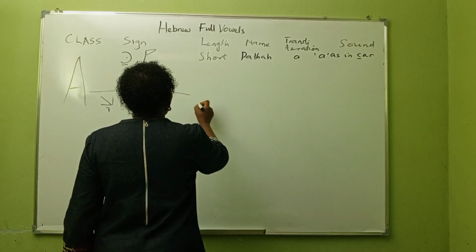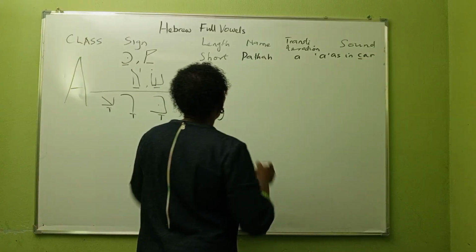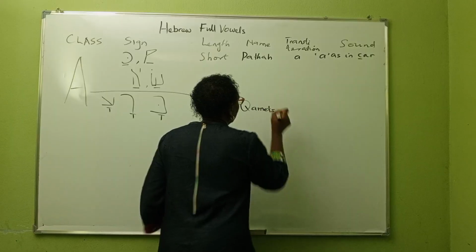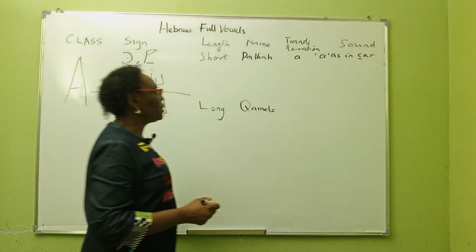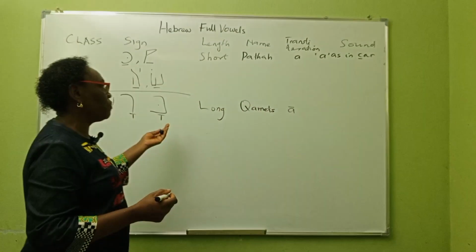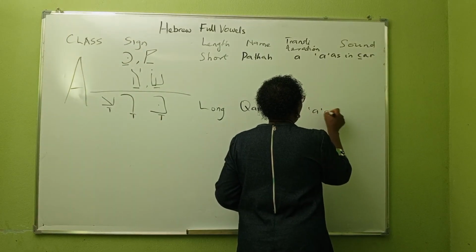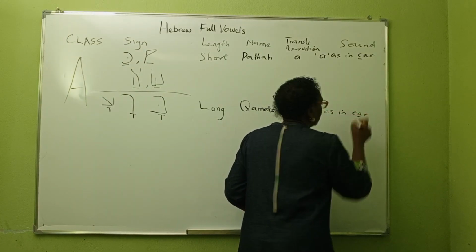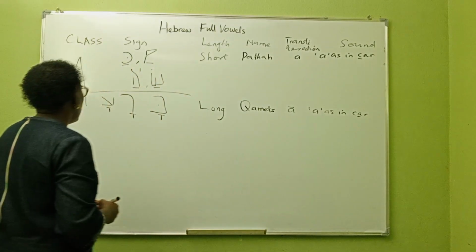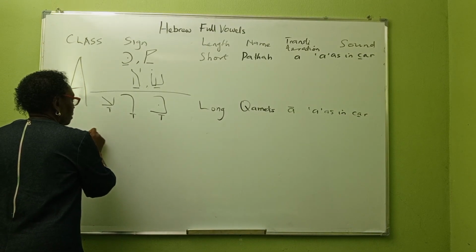In terms of length, this is a long vowel. The name of this is kamets. Kamets. In terms of transliteration, we write the A and put a bar on it because it's a long vowel. In terms of sound, you see basically the same. So you may still say A as in car. I don't want to show you another one as if it shows it's longer. It's no longer. It's just A sound.